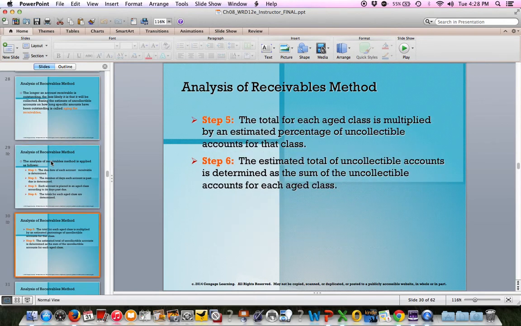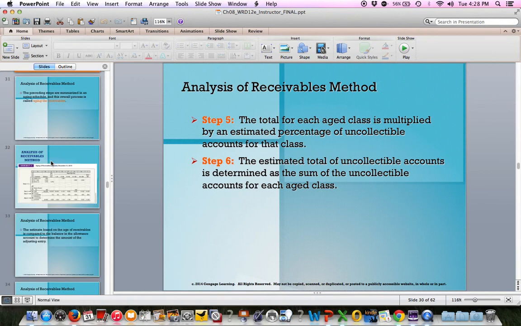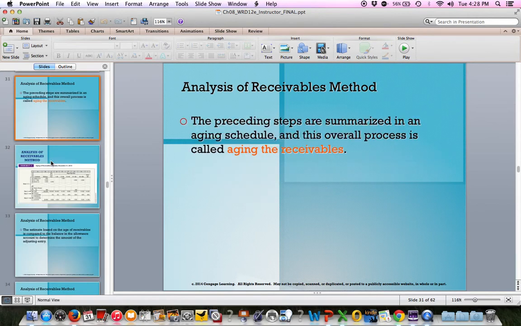In step 5, we multiply each age class total by a factor, by some percent. Obviously, that percent should be based on something. Typically, it's based on experience from our history. And then finally, the last step: estimate the total uncollectible accounts as the sum of the uncollectible accounts for each age class. Okay, it's easy to talk about, but it's going to mean more when we look at an example, so we'll do that here.